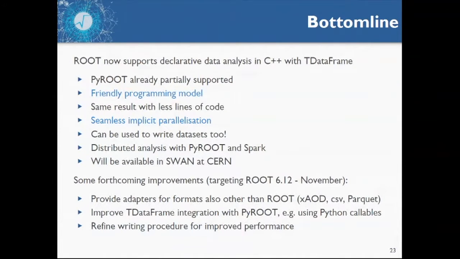So the bottom line: ROOT now supports TDataFrame, declarative analysis in C++. You can use all of this from Python. There are a few things that still need to be adjusted due to templating and so on, but for the most part, it's supported from Python. You can just import ROOT and use it. Same results, just fewer lines of code, less boilerplate, more efficient for physicists. Very easy to parallelize. Just add one line, and ROOT will enable implicit MT and parallelize it for you.